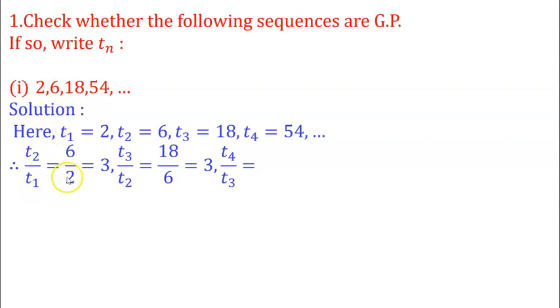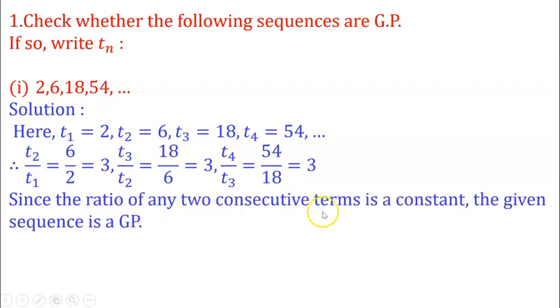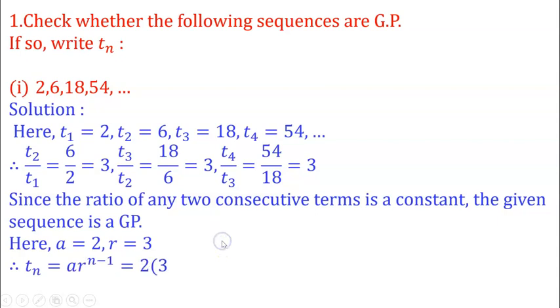Now here T2 upon T1, you will get 6 upon 2, that is equal to 3. T3 upon T2, 18 upon 6, again you will get 3. T4 upon T3, 54 upon 18, you will get 3. Since the ratio of any two consecutive terms is a constant, the given sequence is a GP. Here A is equal to 2, R is equal to 3, and hence Tn is equal to A into R raised to n minus 1, that is 2 into 3 raised to n minus 1. Okay, this is Tn.